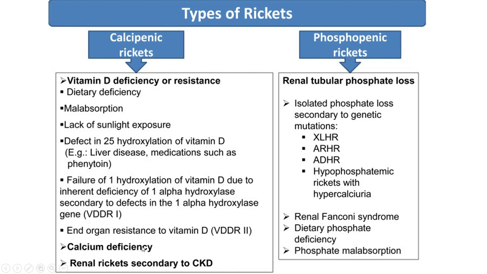Now I already told about renal osteodystrophy and the calcium deficiency. Now, as a whole, if we can get any clue, then we have to think about isolated phosphate loss, a genetic type of mutation which can occur X-linked, autosomal recessive, or autosomal dominant, and last but not the least is hypophosphatemic rickets with hypercalciuria.